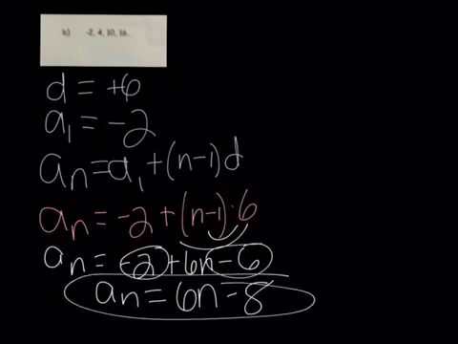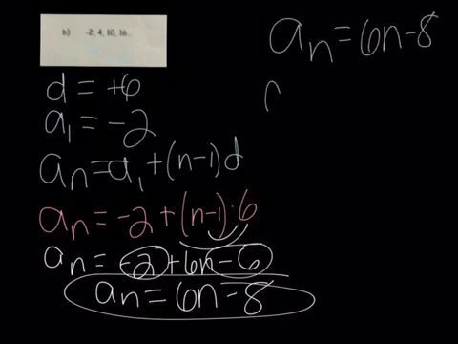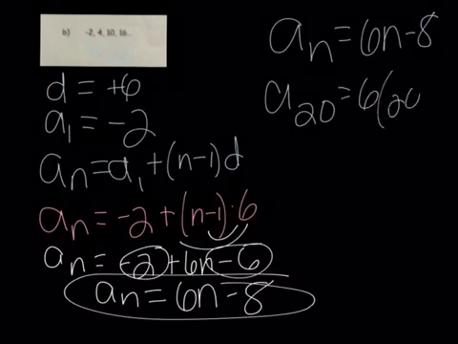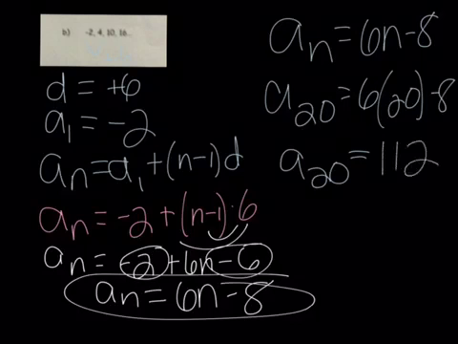Now to find the 20th term, we take that formula we just wrote, and for n, I'm going to plug in 20. So I have 6 times 20 minus 8. Again, you can do that in your head, or you can use a calculator. You should be getting 112 for the 20th term of that sequence. Pause and make sure you have all the notes.